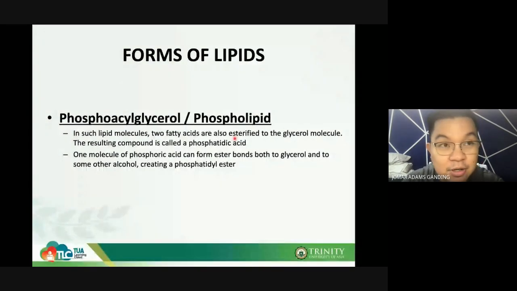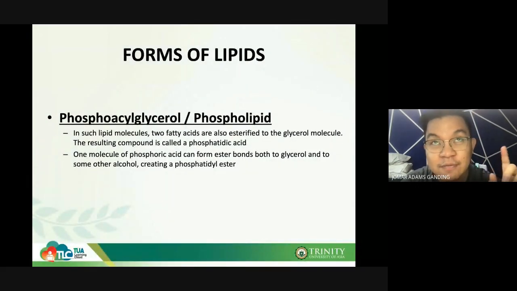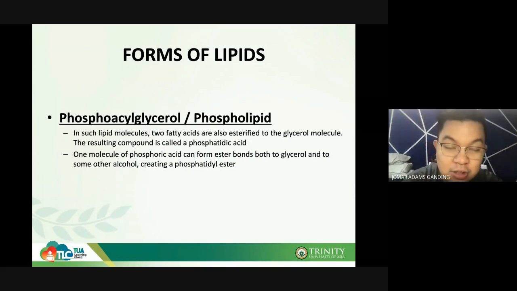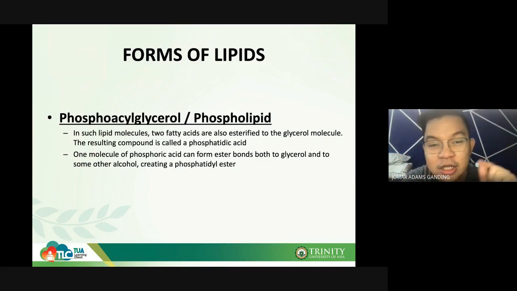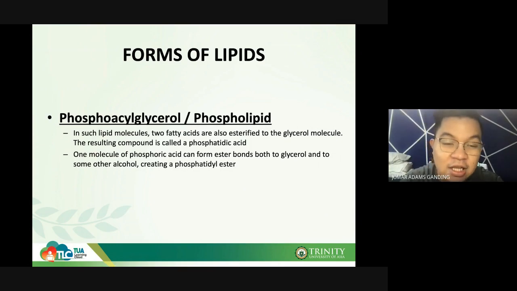Remember, in carbohydrates it is the glycosidic bond that connects one monosaccharide to another monosaccharide. In your phospholipid, they are ester bonds. Ester bonds are what you can see among your lipids. So two fatty acids are connected to your glycerol molecule, resulting in a compound called phosphatidic acid or phosphoacylglycerol. One molecule of phosphoric acid can form ester bonds both to glycerol and to some other alcohol, creating your phosphatidyl esters.